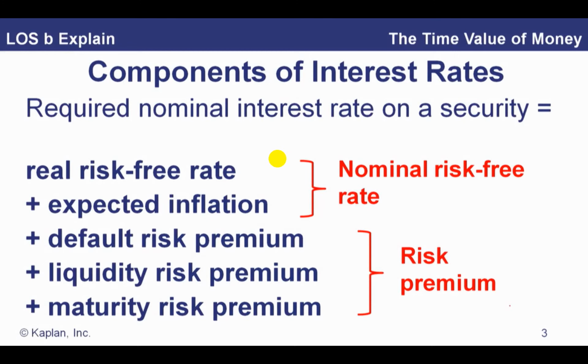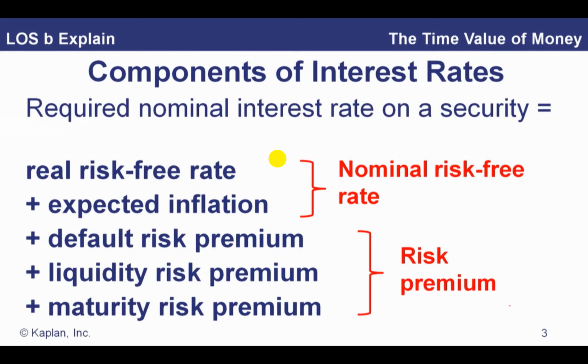The default risk premium, based on the probability that a bond won't make its promised payments. We also have a risk premium for liquidity. Now we think of treasury bills, for example, as being very liquid securities. But other securities, if you want to buy and sell them in a short period of time, you may get a price different from the current market price because of a lack of liquidity. And then our last one here is a maturity risk premium. Under normal circumstances, longer-term bonds carry a greater maturity risk premium than shorter-term bonds.